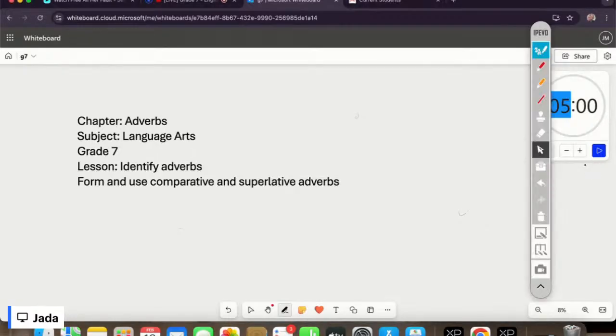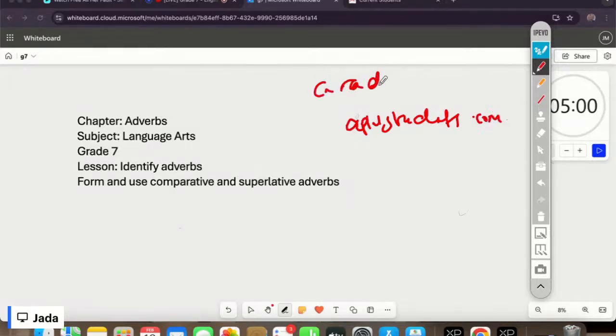Today we will have adverbs. First, you have to log in using a+10.com. Click on new, move on to language at grade 7. Chapter is adverbs. Lesson is identify adverbs, form and use comparative and superlative adverbs.